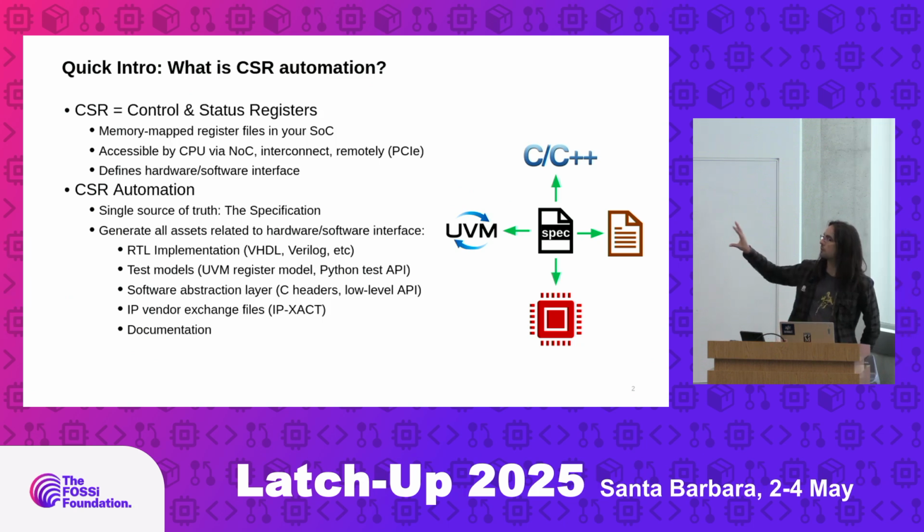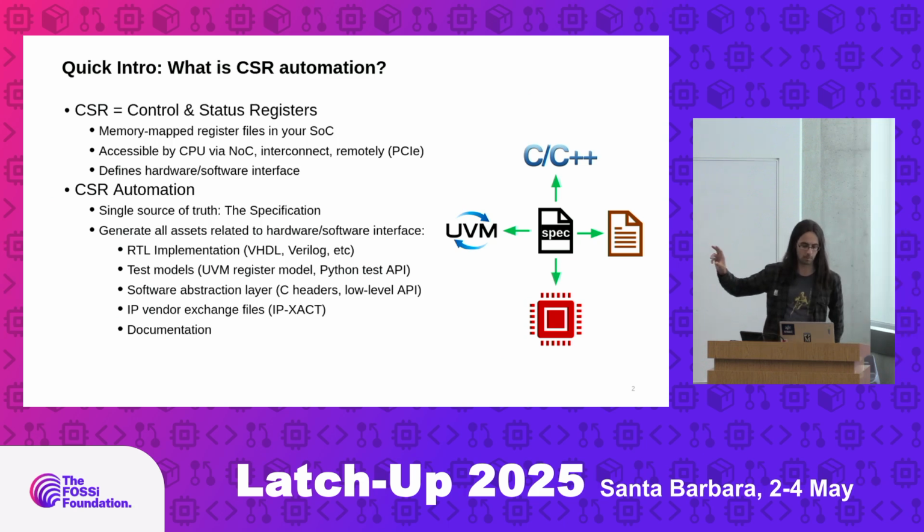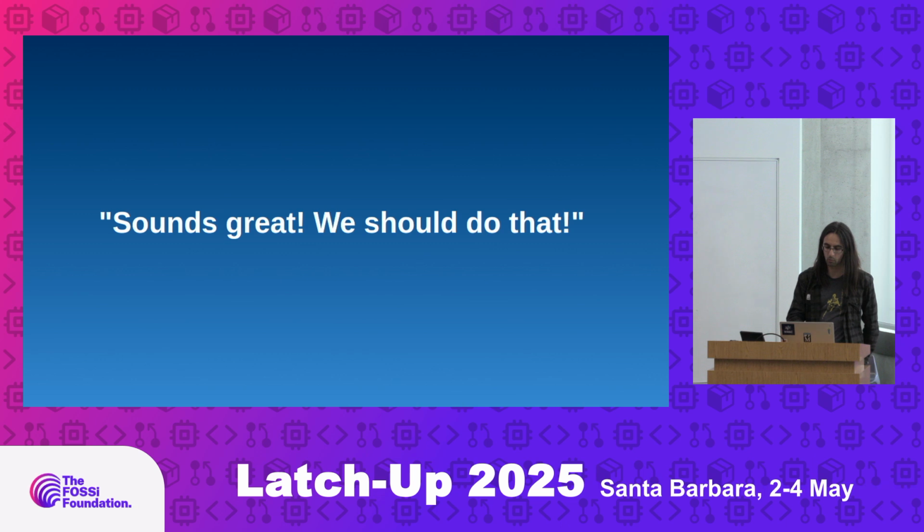So that's the gold standard of what we want for CSR automation: one source of truth. You step back and say, that sounds great. I want to highlight that each of these things is not difficult to solve. You can hand code all of this stuff. It's not a monumentally difficult thing to do, it's just tedious and boring. You want to be focusing on your actual design, not CSRs, because they're boring. So great, we want to do that.